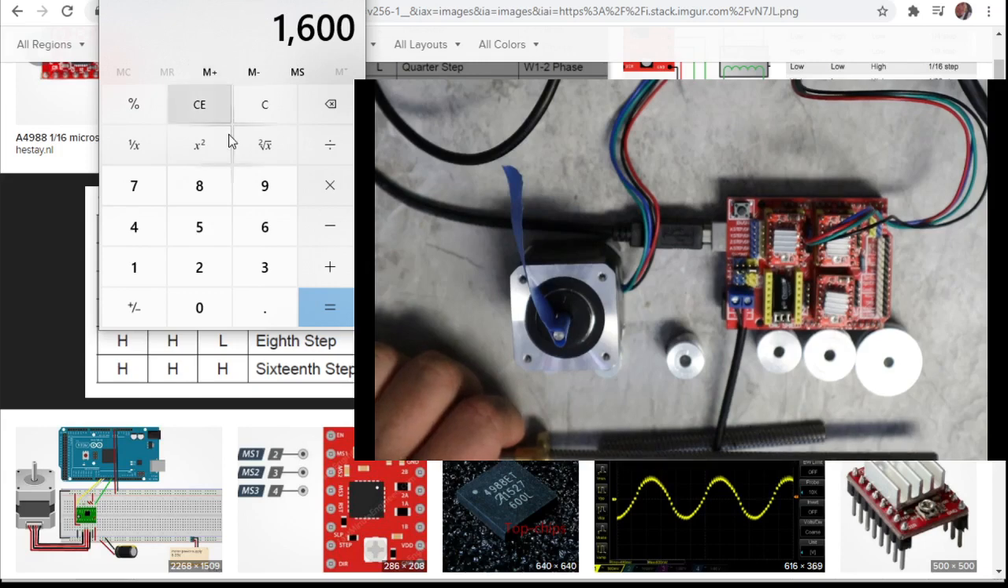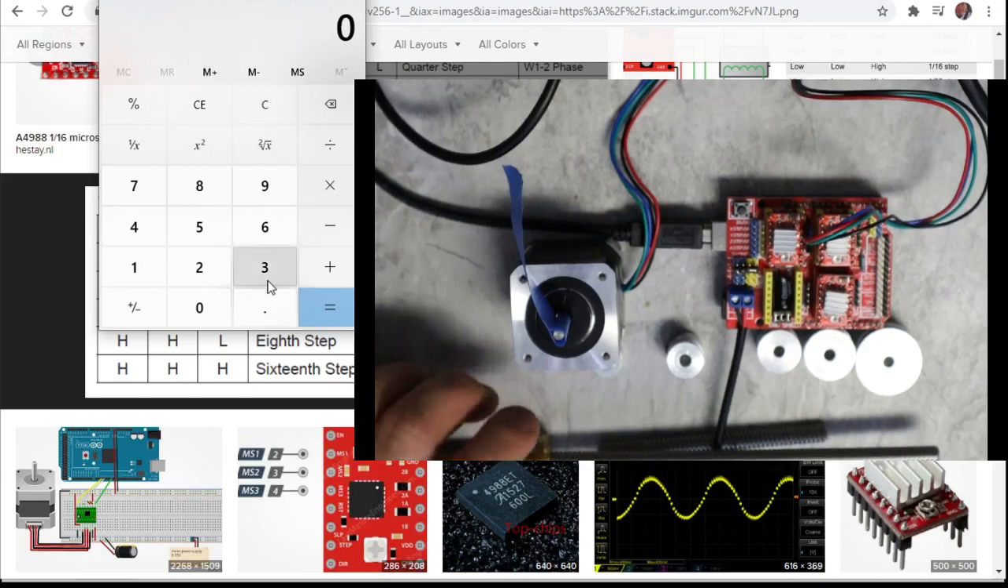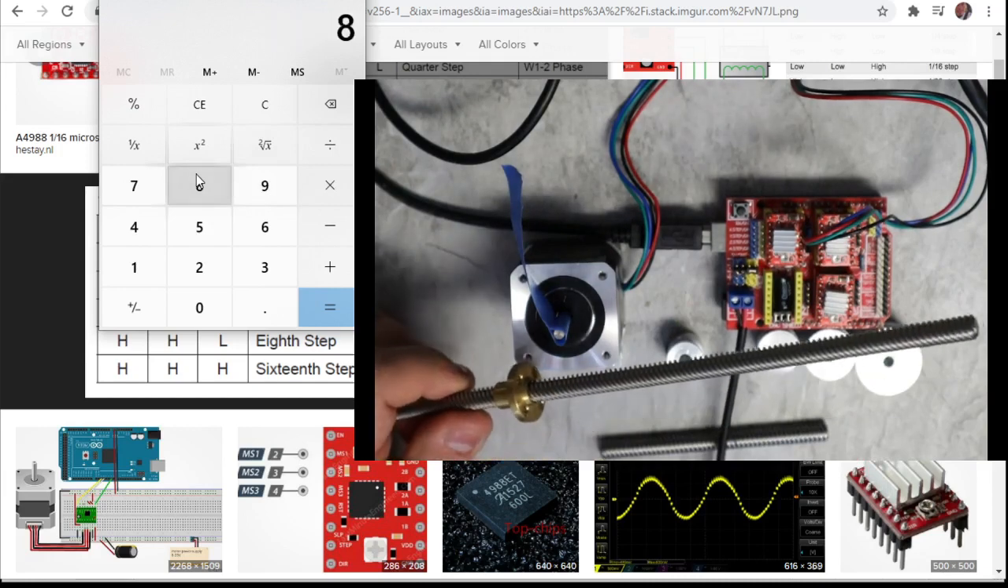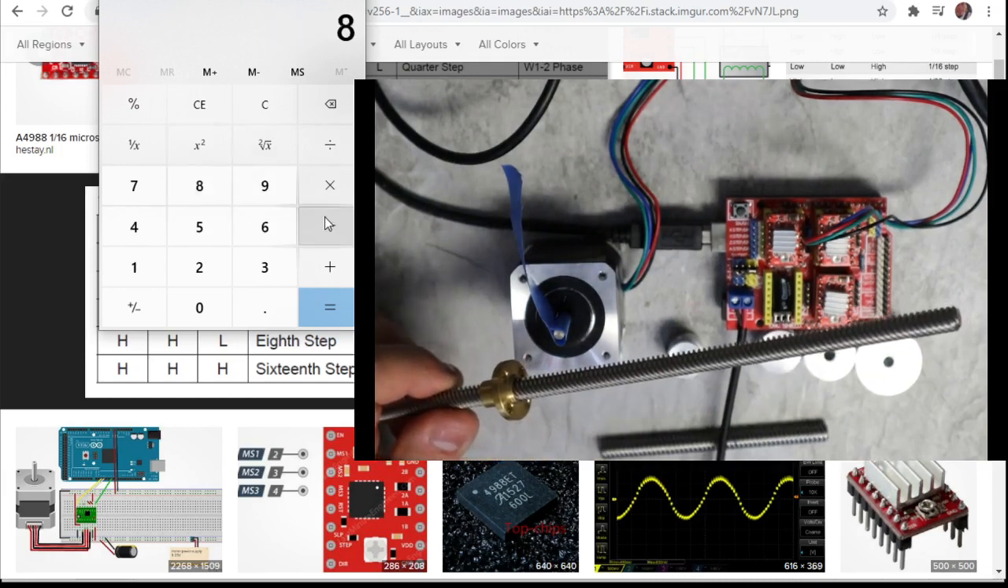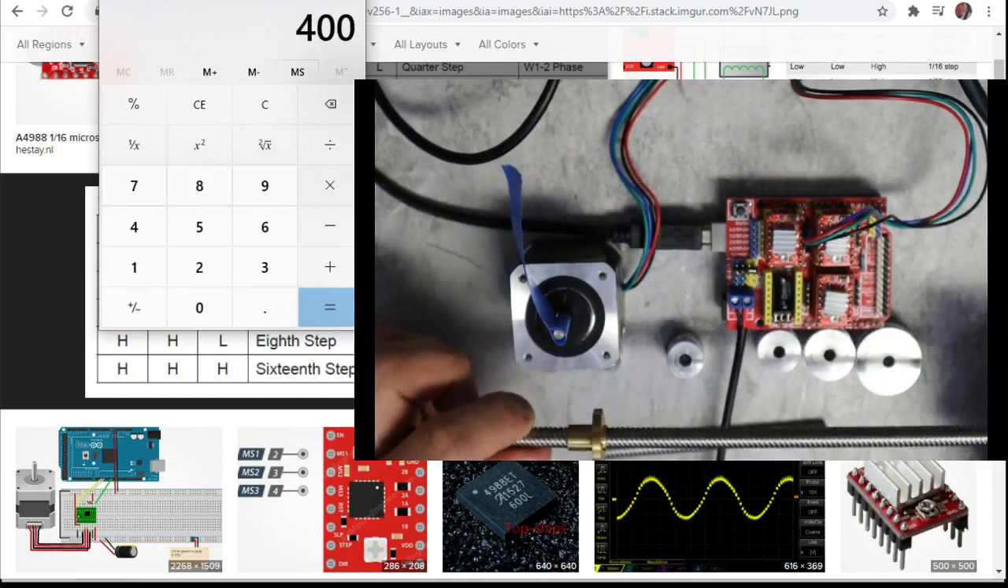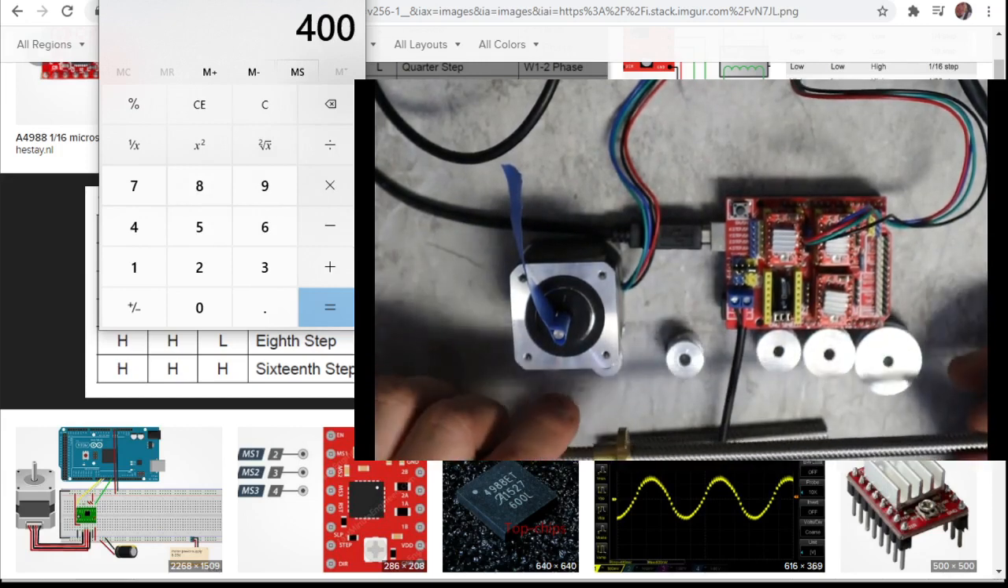So let's do the math there. 3,200 steps per revolution, right? Divided by 8 millimeters of move per revolution equals 400. So that means 400 steps per millimeter.